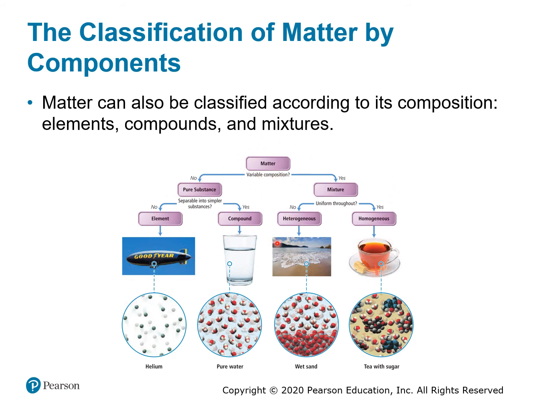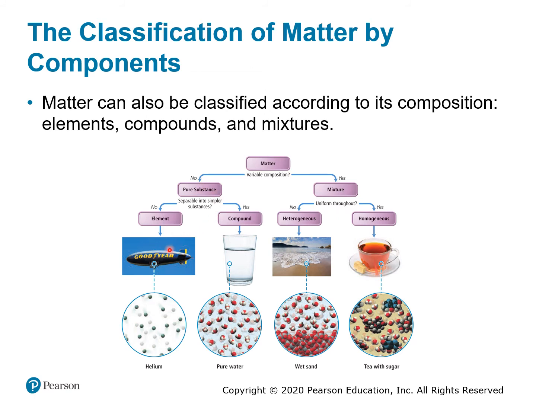So for matter, does it have a variable composition? If no, then it's a pure substance. A pure substance is separable into pure substances. If it has a variable composition, then it is a mixture. And a mixture can further be classified as heterogeneous or homogeneous, depending on whether it is uniform or not.